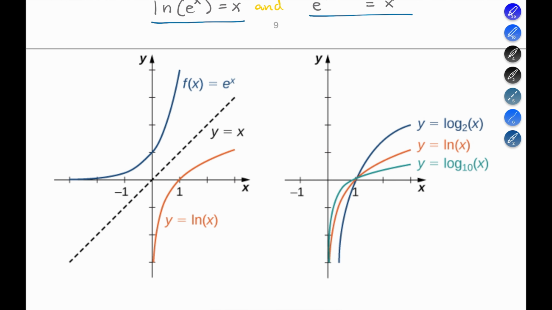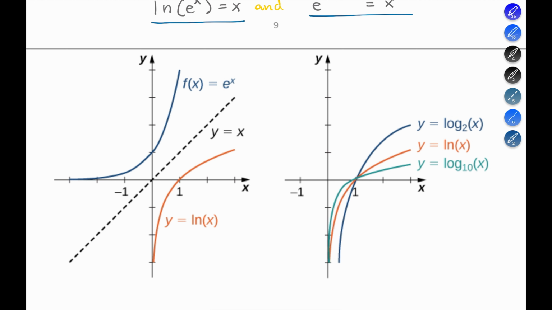So this is the graph of e to the power of x that I showed you before, and this right over here is the graph of ln of x, and you could clearly see based off of their graphs that they are inverses because they reflect over the line y is equal to x.